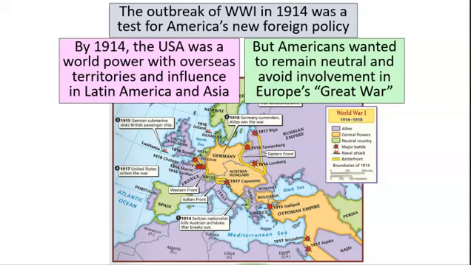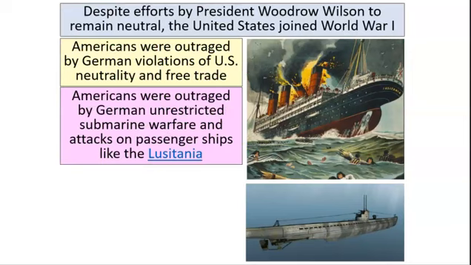One of the first major reasons that brings us into the war is the German violations of U.S. neutrality and free trade. One of the big ways Germany did this was using what was called unrestricted submarine warfare, attacking passenger ships as well as cargo ships on the high seas. The most famous incident was the sinking of the Lusitania. The Lusitania was a British ship, however it carried Americans. It wasn't the only example, though it was probably the most famous example of German submarines attacking American shipping and killing Americans on the high seas.